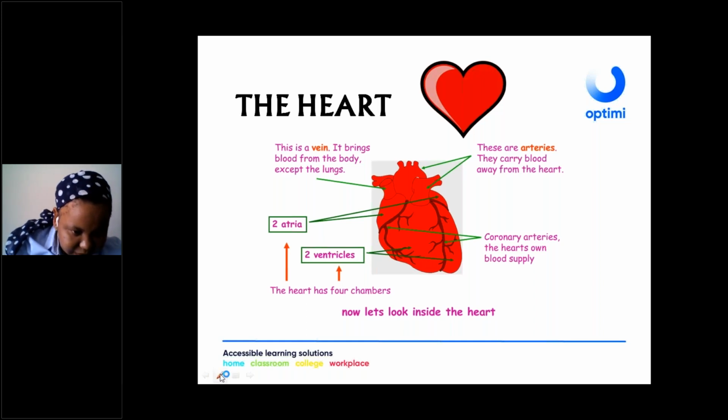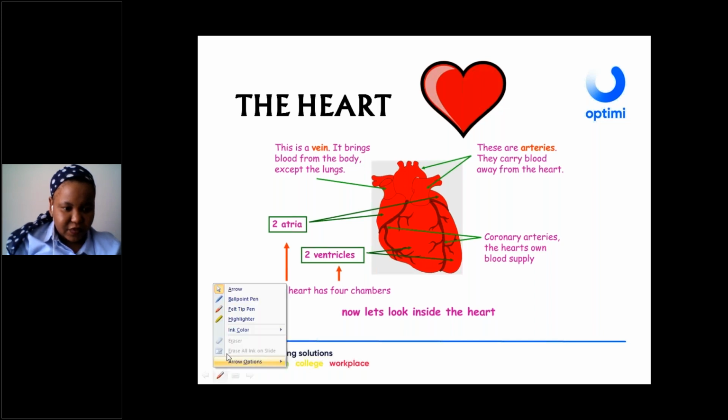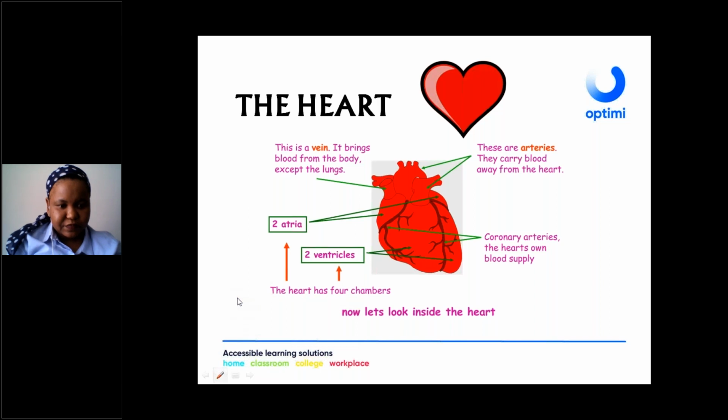Okay, let me just get my pen. It is divided into 4 chambers: the right ventricle, the left ventricle, the right atrium, and the left atrium.